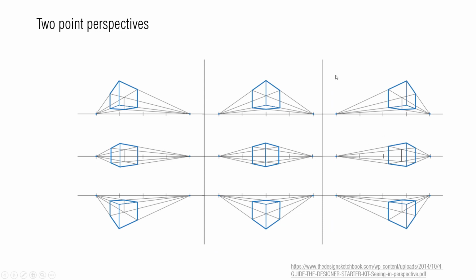These are the examples of two-point perspectives. Still the same, this is when you're viewing on the ground, street level. This is viewing from below, and this is viewing from above.